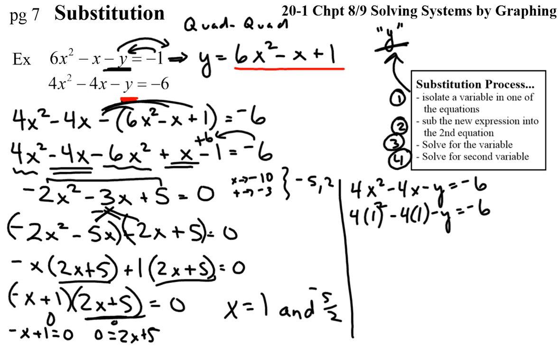And solve for y. When you do solve for that y, you end up with a 6. So one possibility, x was 1, y is 6. (1, 6) is one solution. The other possibility, we think that x is negative 5 halves.